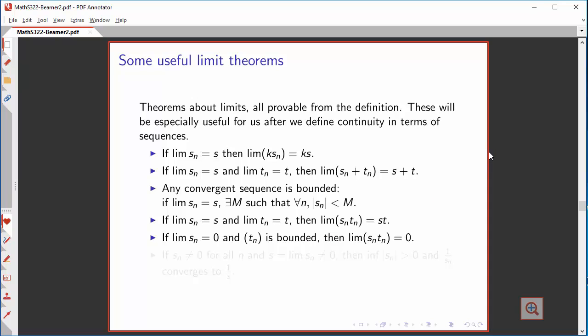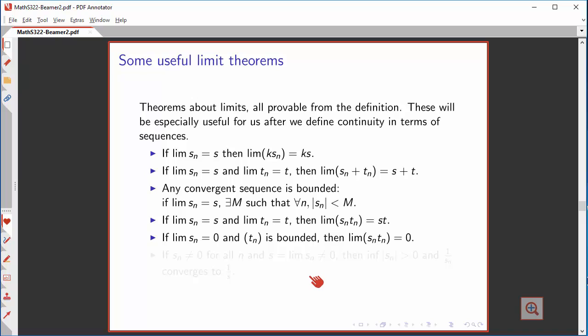Why? Well, I can give you a simple example. Suppose that S sub n is the sequence 1, 1/2, 1/3, 1/4, 1/5. That certainly converges to 0. Let's pick an unbounded sequence T sub n, 1, 4, 9, 16, and so on. If I multiply the terms together, I get 1, 2, 3, 4, and so on, which certainly doesn't converge to 0. And it's because of that sort of counterexample that we need to impose this boundedness restriction on T sub n.